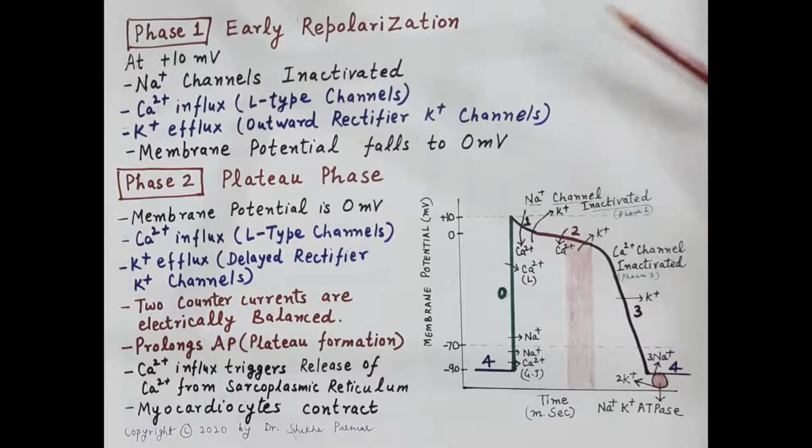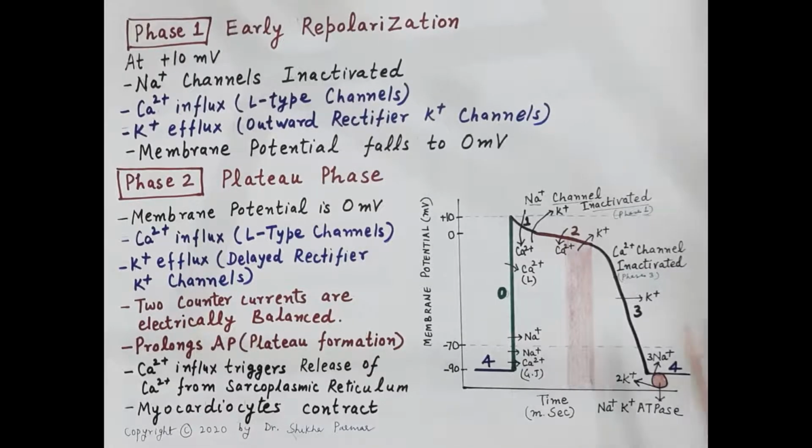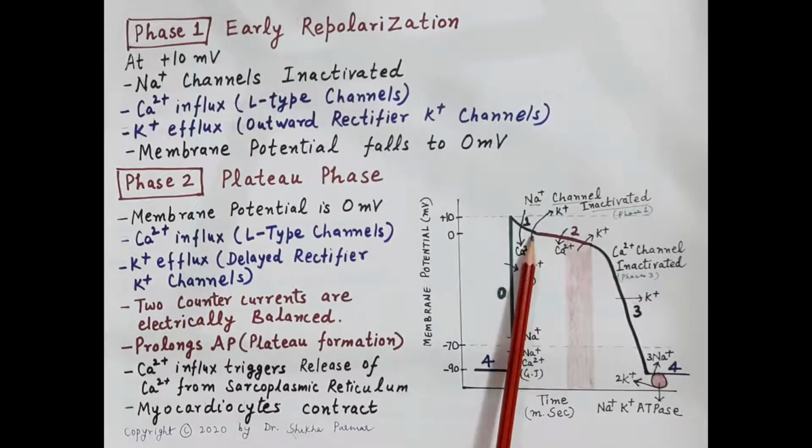Now, the next phase is phase 1. Phase 1 is the phase of early repolarization. In this diagram, this phase 1 is shown here in the black color. During phase 1, there is an inactivation of sodium channels. And during this phase, there is a fall in membrane potential from plus 10 millivolts to 0 millivolts.